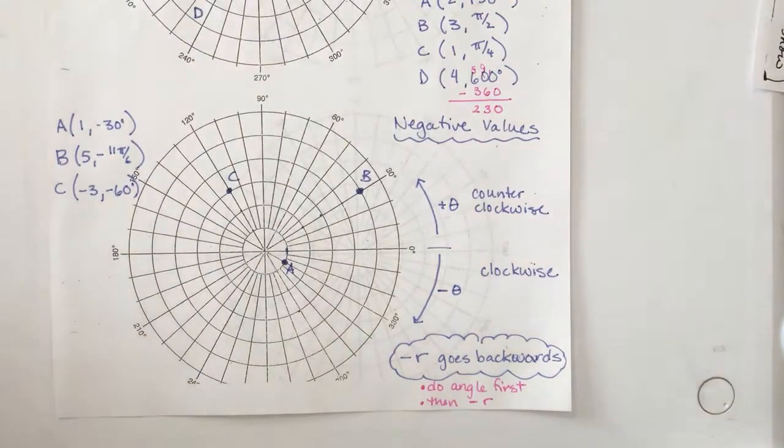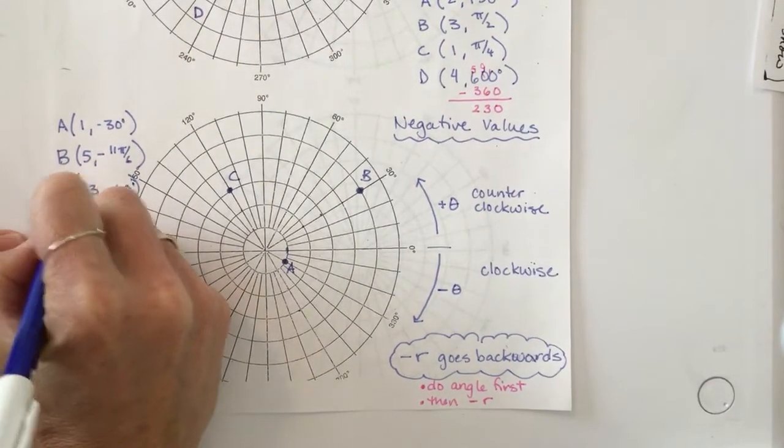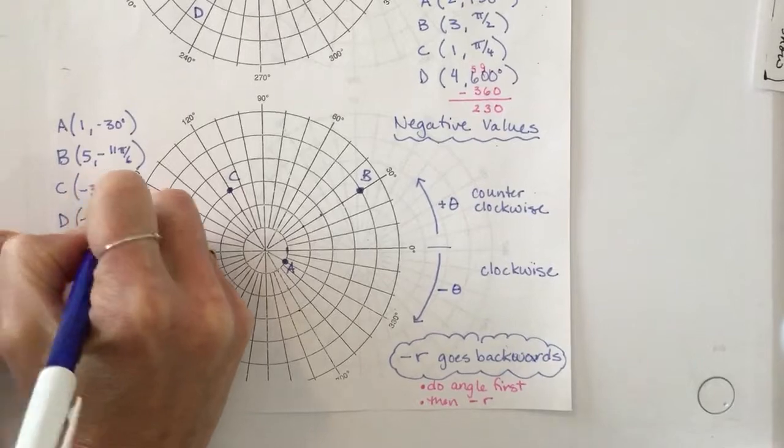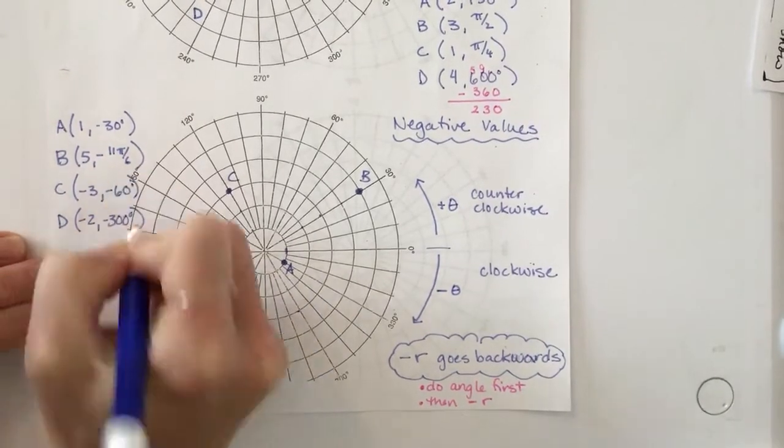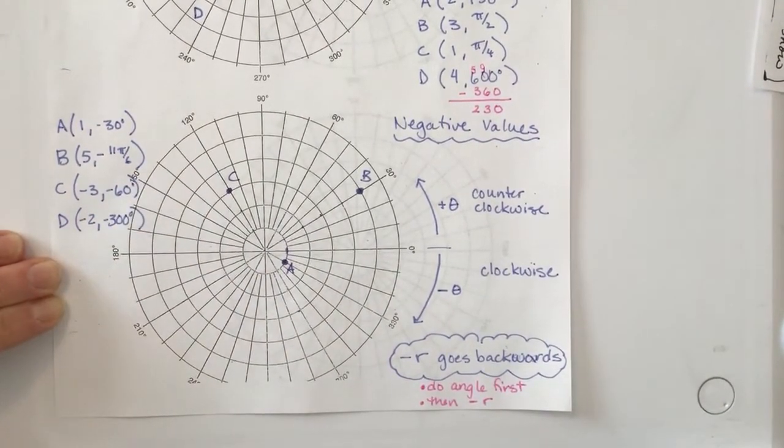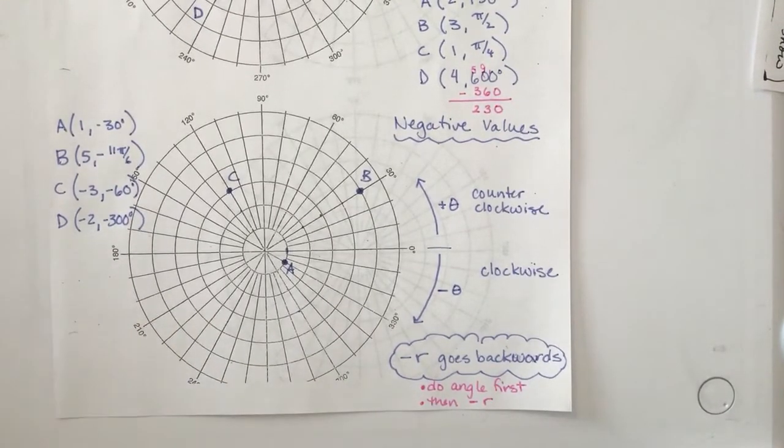Okay, let's do D. Let's do one more. -2, -300. Okay, now I'm going to give you a minute. You try this one, see if you can do it.